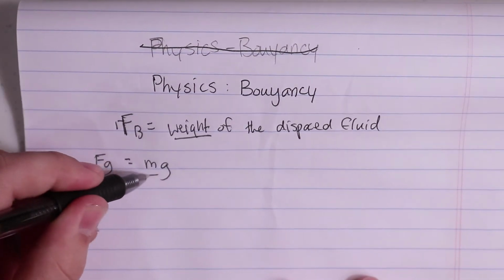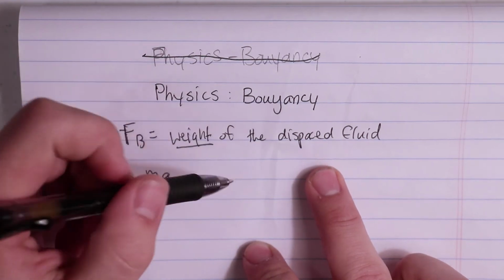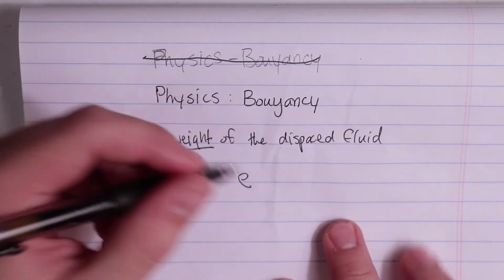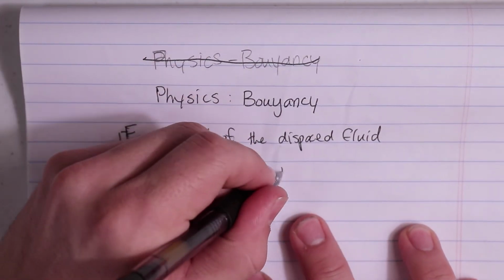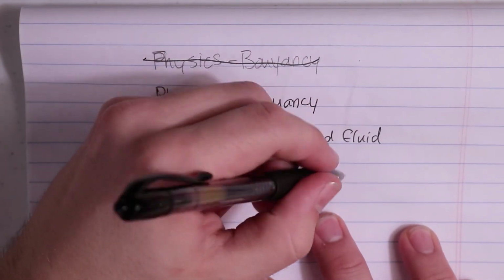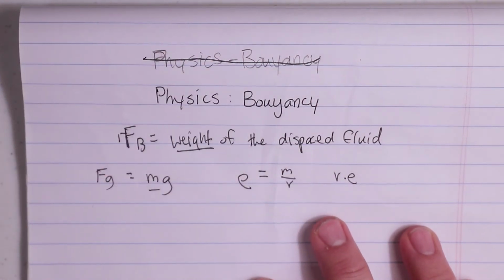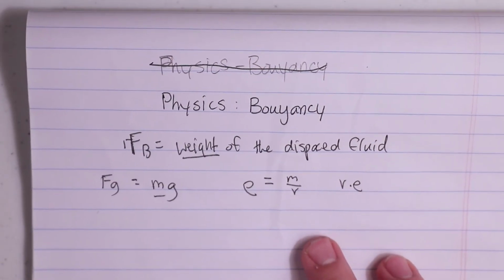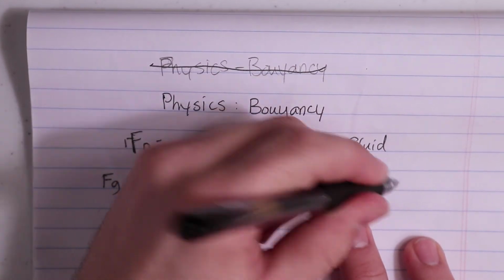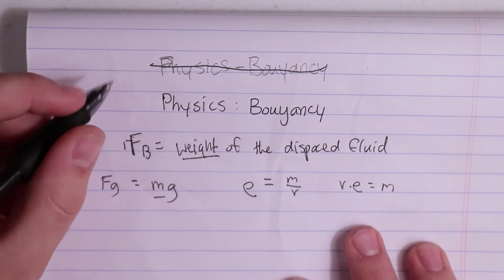So how do we get mass from a volume of displaced fluid? That's where our density equation is going to come in. So density equals mass over volume. So if we know the volume of displaced fluid, we take that times the density of the fluid, and that's going to equal the mass. And then we can take this mass and plug it into our Fg equation.